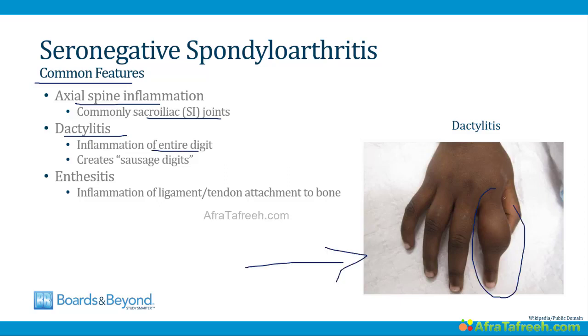You can see this swollen finger here. Commonly, it creates a finding on physical exam called a sausage digit, and you see this in many of the seronegative spondyloarthritis disorders. Another common feature is enthesitis. This is inflammation of a ligament or tendon attachment to bone, and we'll talk about some of the specific ligaments and tendons that can become inflamed in various disorders later.